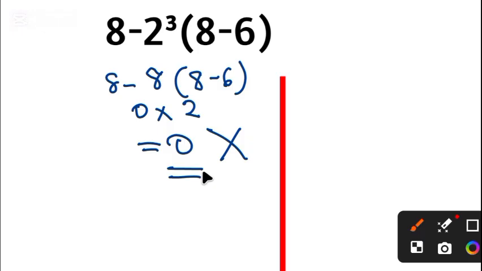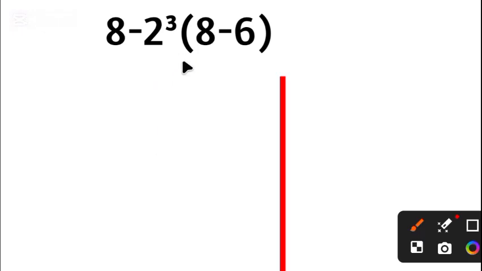This is wrong. But we have to follow the order of operation because we have different operations, so that we can solve each operation according to their priority. And when we do that, we will get the correct answer.